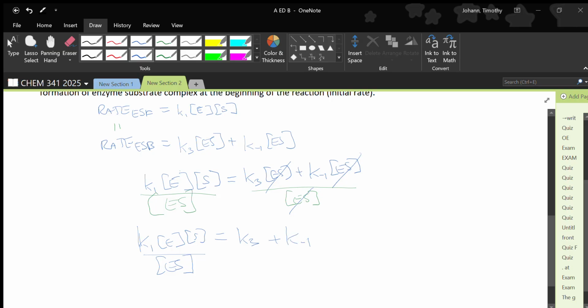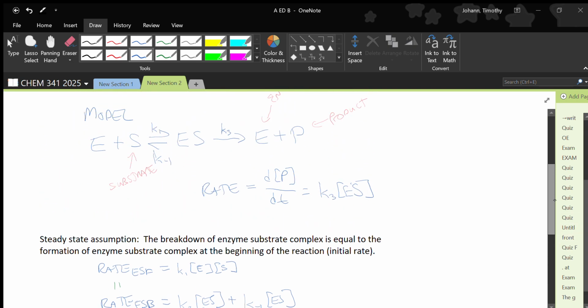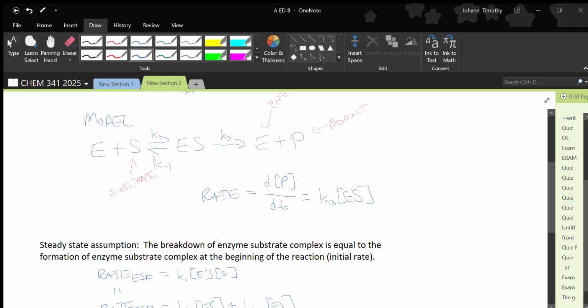Yes. Can you explain the K minus 1? Like, why for the breakdown? Can you just kind of point it out? Where is it in that model? Like if you're going backwards. So if we're going backwards, the rate constant for going backwards is K minus 1. So the rate for this reaction is K minus 1 times the concentration of the reactant, which is enzyme substrate when I'm going this way. Does that clear it up?